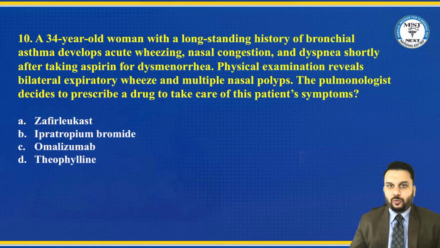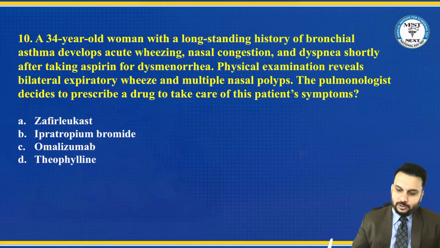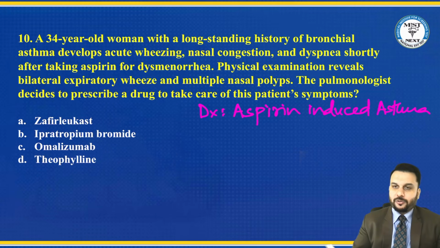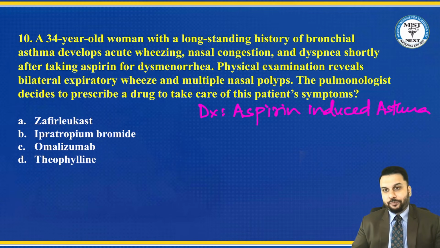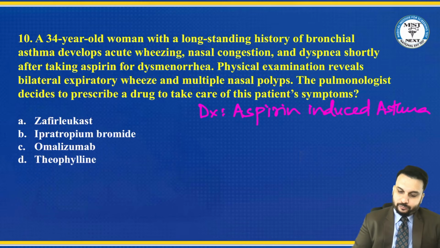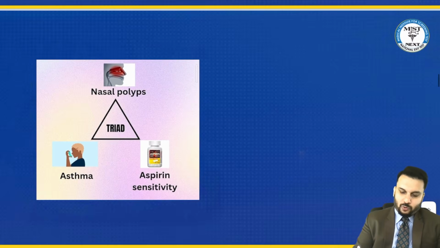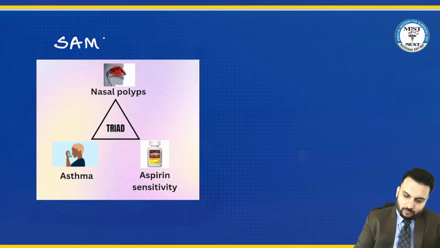Okay, so what is this? The diagnosis, as usual, is aspirin-induced asthma. Aspirin is which type of drug? NSAID, right? So why does it happen? You must know there is something called arachidonic acid. I'll talk about this. By the way, hoping you guys remember, there is something called Samter's triad.